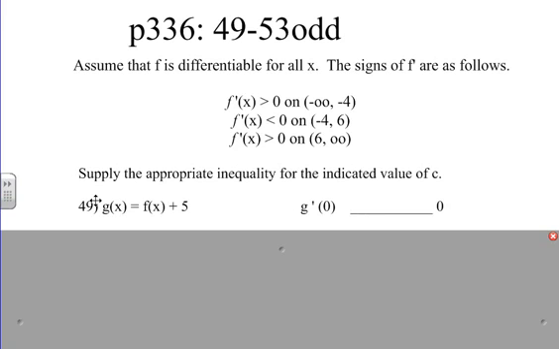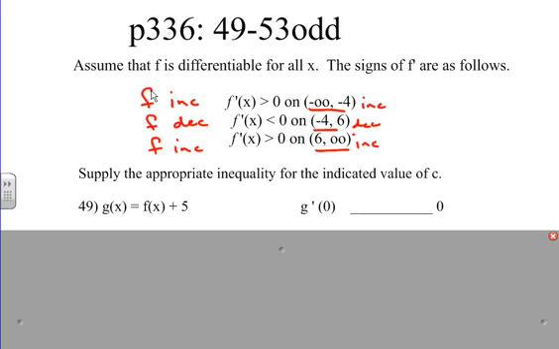So assume that f is differentiable for all x, and the signs of f prime are as follows. So f prime is greater than 0 from negative infinity to 2. Now, what I always do before I go in this, usually whenever you have problems like this, they always tell you what is happening to f. Okay, well, if we know f prime is greater than 0, that means that f is, hopefully you recall, increasing on that interval. When f prime is less than 0, then f is going to be decreasing on that interval. And when f prime is, once again, greater than 0, f is going to be increasing on that interval. So this is going to be an increasing interval, once again a decreasing interval, and increasing for f.